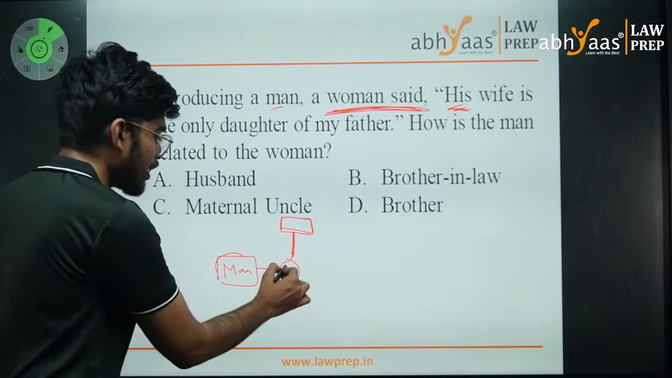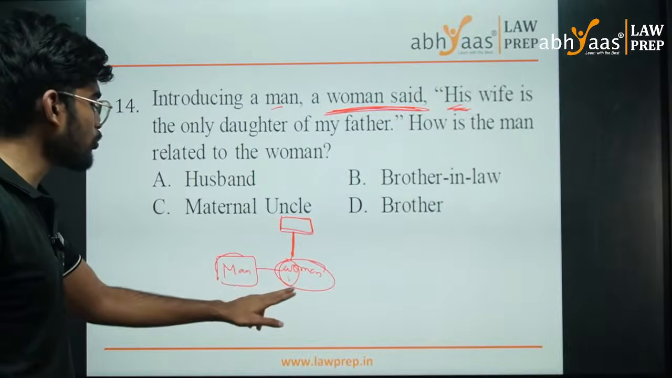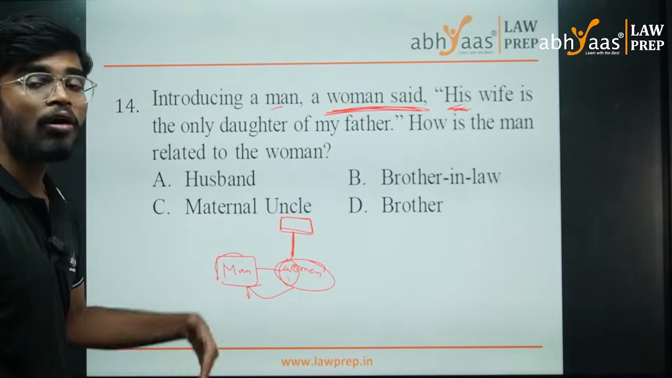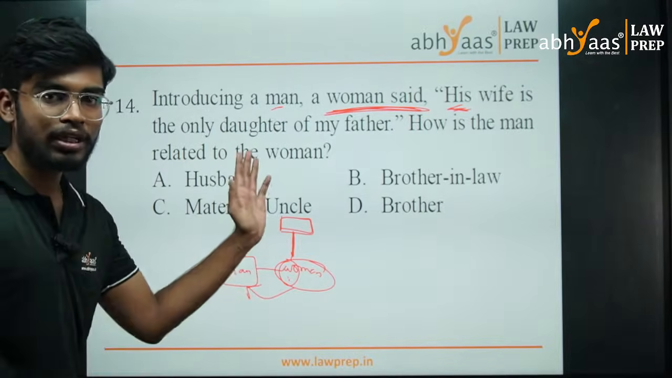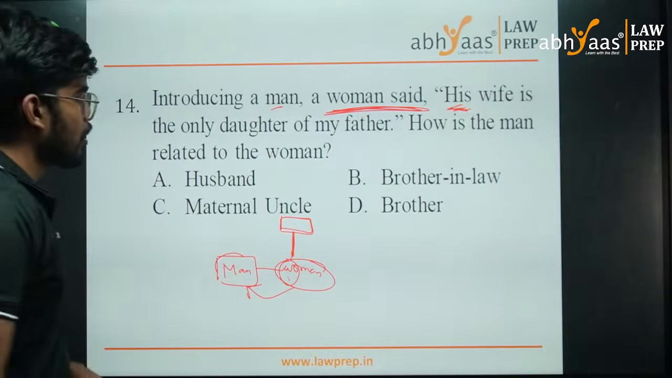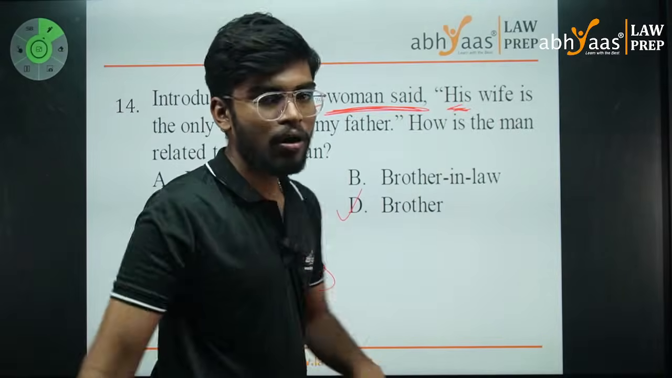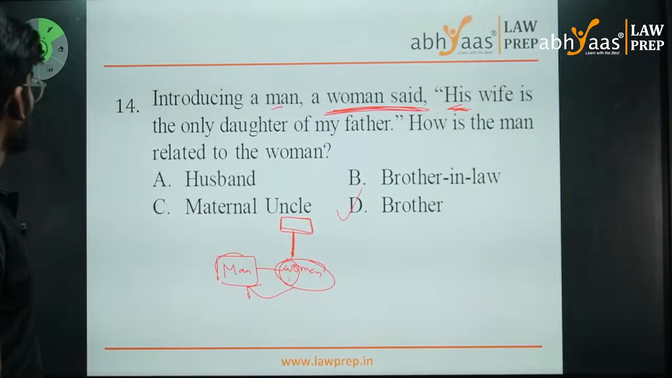So this is the man, this is the woman, and what is the question? How is the man related to the woman? Brother. How is the woman related to the man? The woman is the sister of that man whom she is referring. So for this question, how is the man related to the woman? The man is a brother of the woman. Please cross check with your answer. Okay.